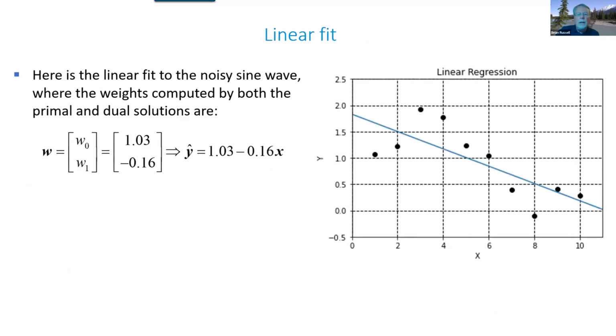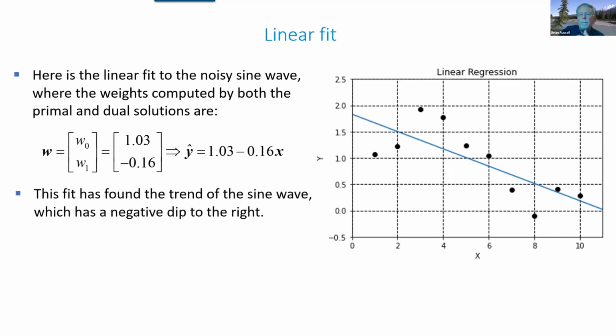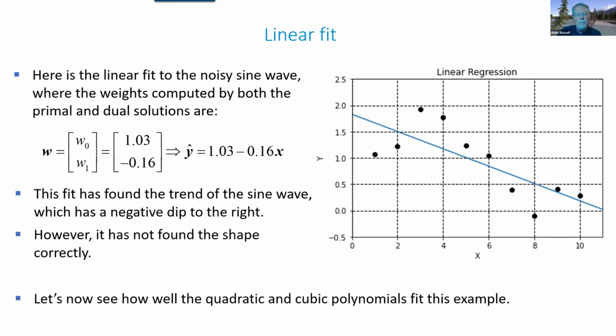Okay, so here's the linear fit to the noisy sine wave, where the weights are computed by both the primal and dual solution and give the same answer. So it's 1.03 minus 0.16y. So it's a negative slope. And it's found the trend of the sine wave, but which has a negative dip, but it hasn't found the shape correctly. So let's do the quadratic and cubic polynomials.